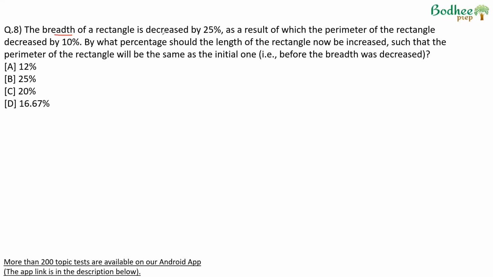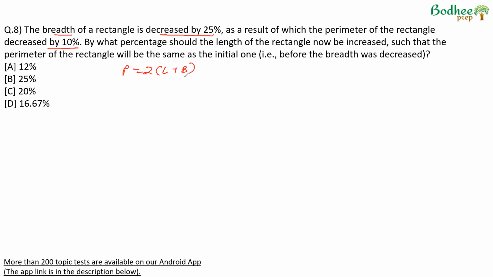The breadth of a rectangle is decreased by 25%, as a result of which the perimeter of the rectangle decreased by 10%. By what percent should the length of the rectangle now be increased such that the perimeter of the rectangle will be the same as the initial one? Perimeter of the rectangle is 2 into (L plus B), twice the length plus breadth.